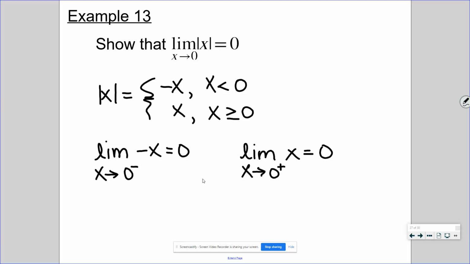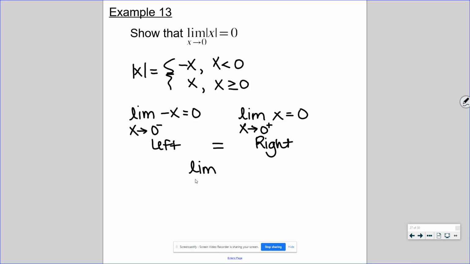But the big important concept here is that when you take the limit from the left side and you take the limit from the right side, if they are equal to each other, then your limit from both directions is equal to that value. Okay? So you have to verify the left-handed limit and the right-handed limit and verify that those two things are equal.